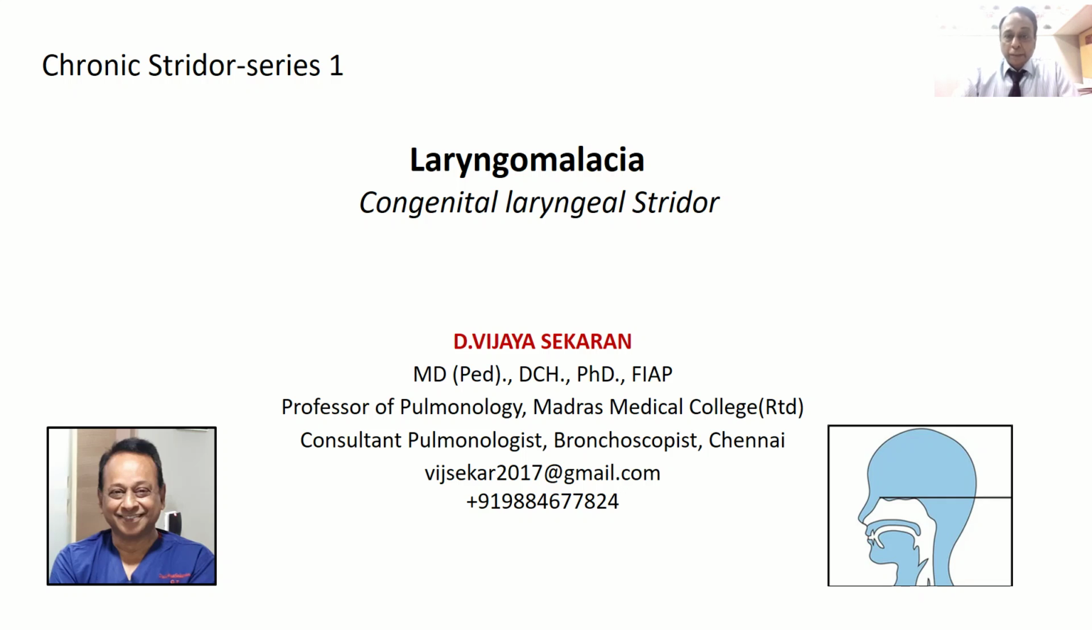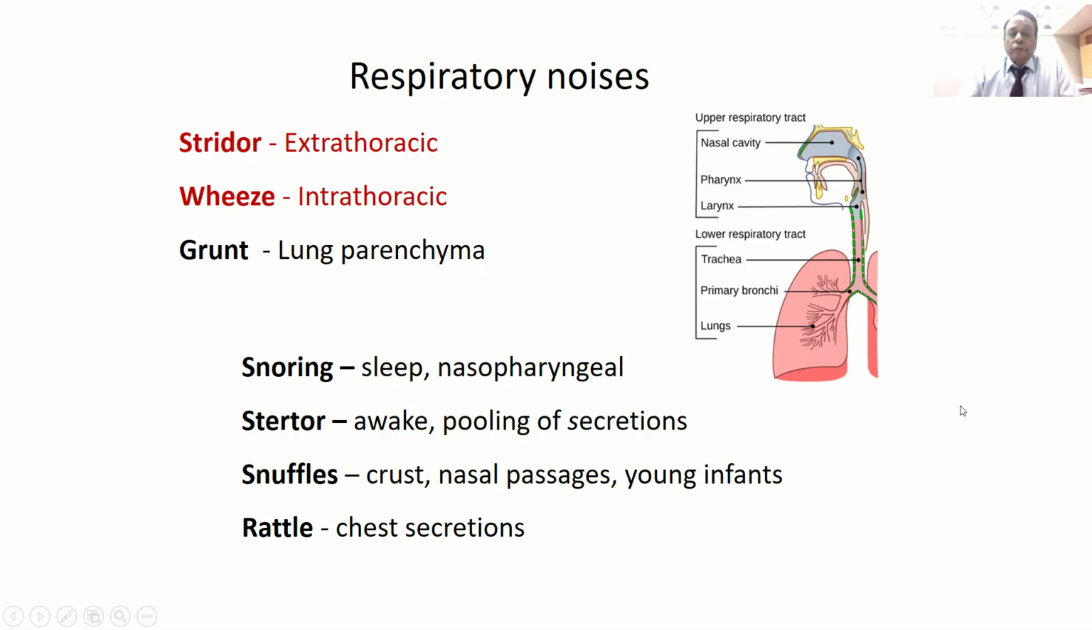Among the important causes, I think you all know laryngomalacia ranks number 1 of all chronic stridor. It is also called congenital laryngomalacia, and we are going to talk about that. Right. Before going to stridor, we should know something about the respiratory noises.